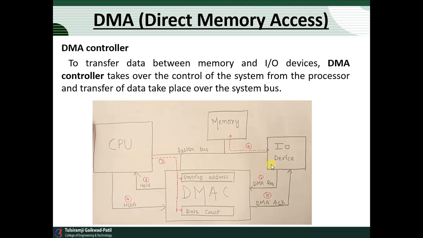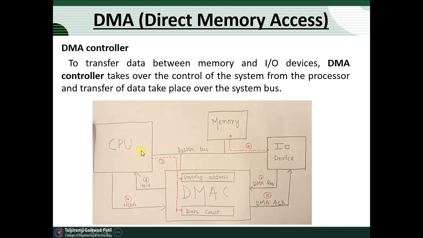How is it possible? Using this diagram: to transfer the data between the memory and IO devices, the DMA controller takes control of the system from the processor and transfers the data over the bus. Here we observe the IO devices. The IO devices want to send data to the memory, or the memory wants to send data to the IO devices, without interrupting the central processing unit. So the buses need to be freed, which are already held by the central processing unit.